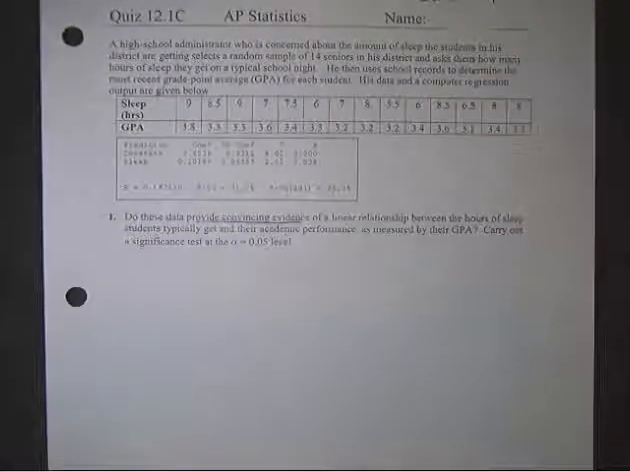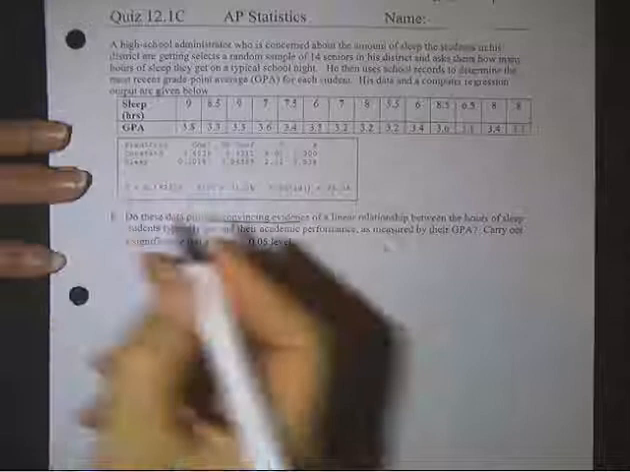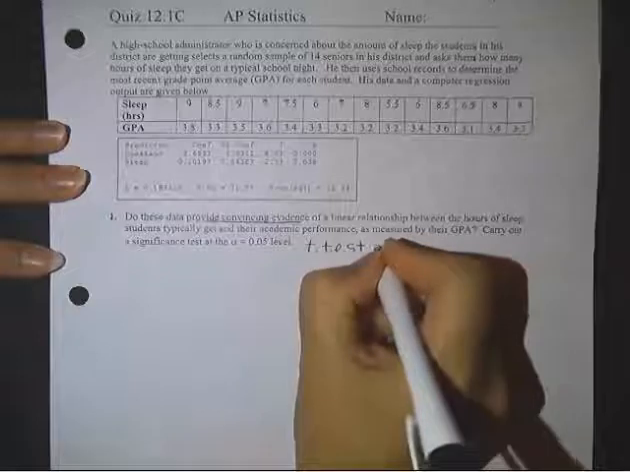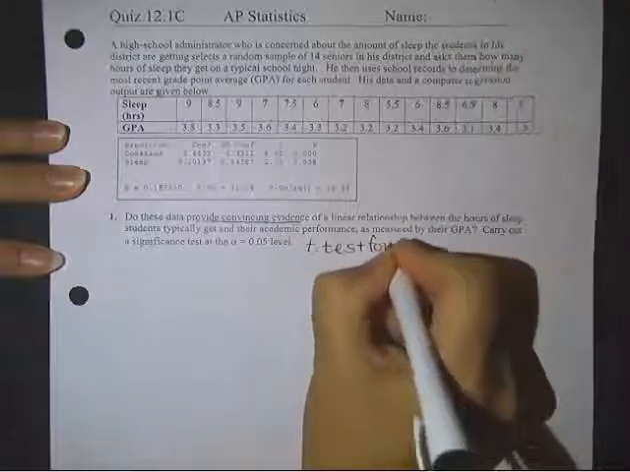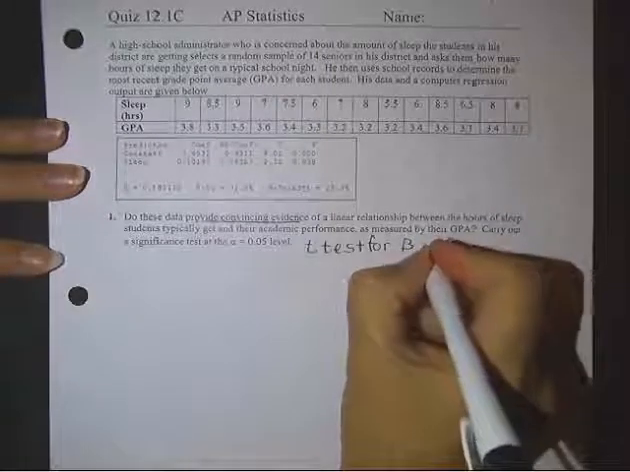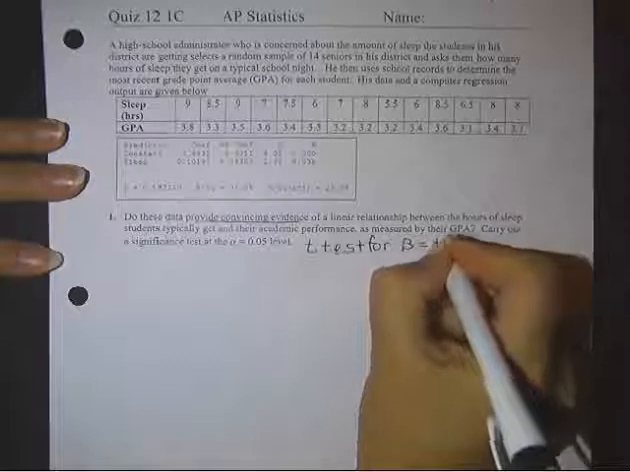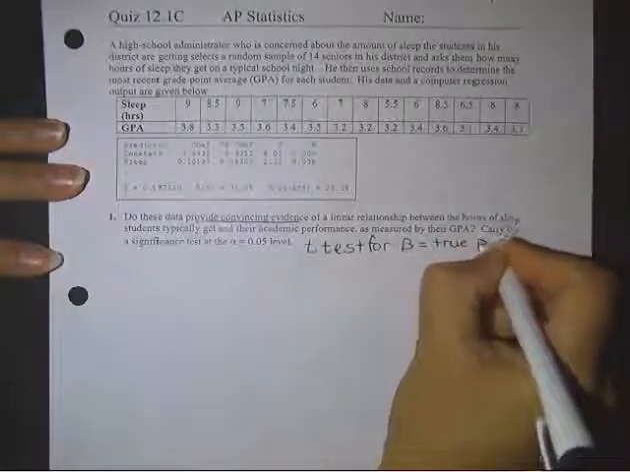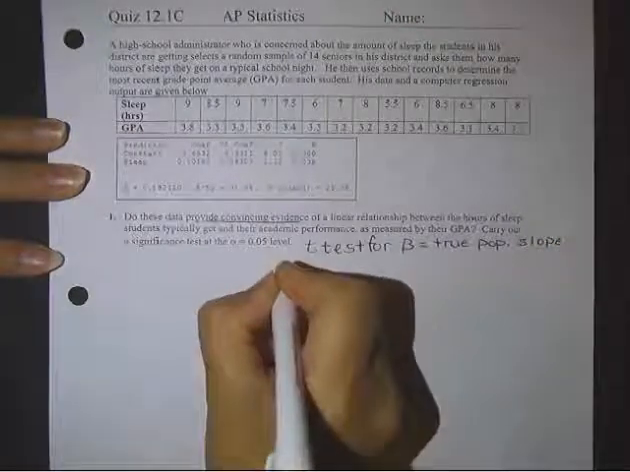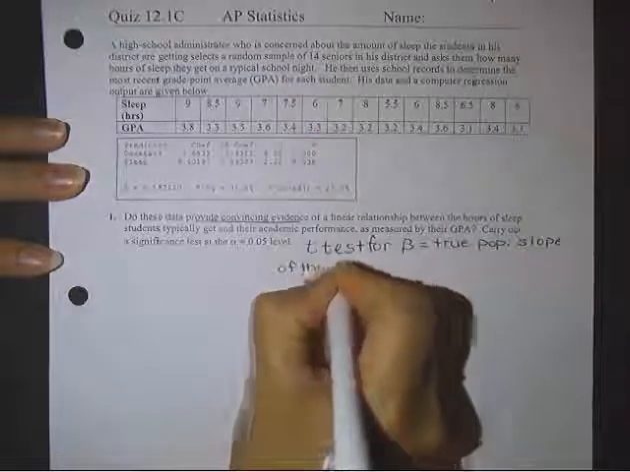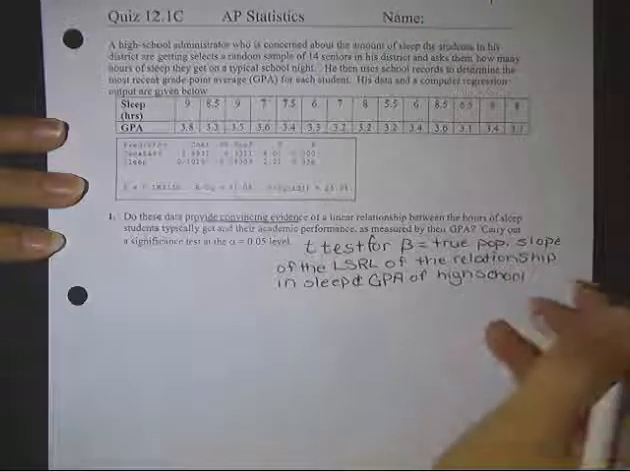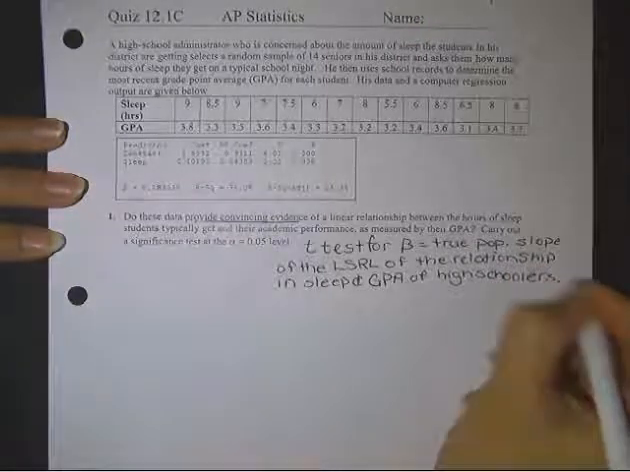Okay, so as usual, we're going to start out with naming our test. We're going to perform a t-test for regression or t-test for beta, where beta is the true population slope of the LSRL of the relationship of high schoolers, or perhaps high school seniors.